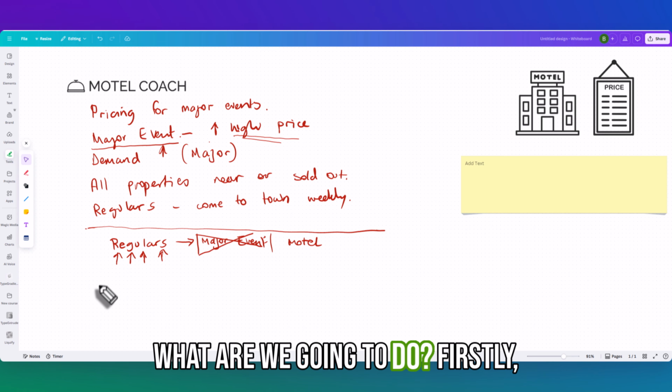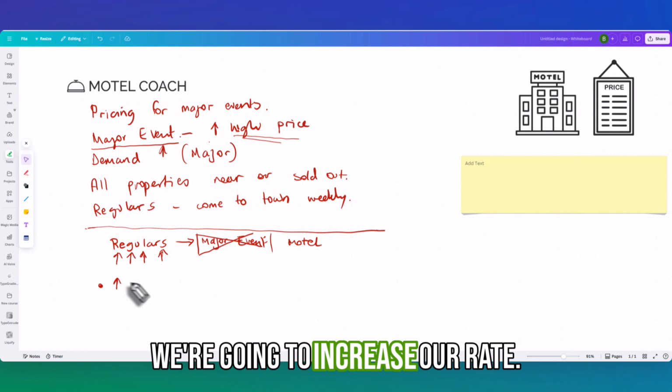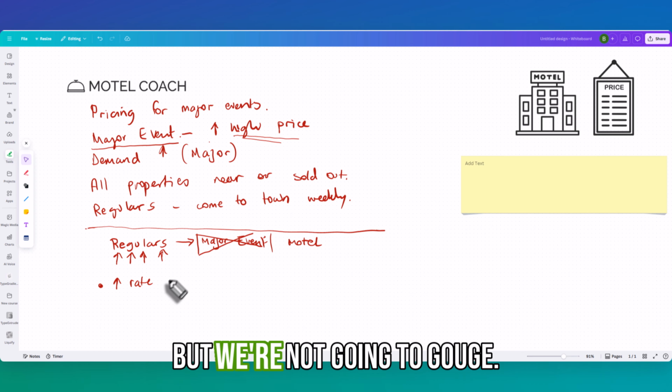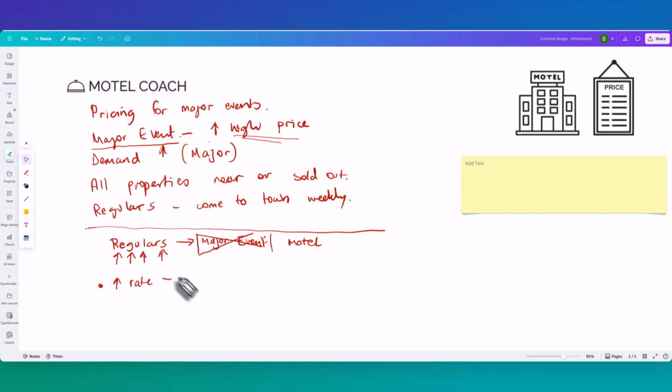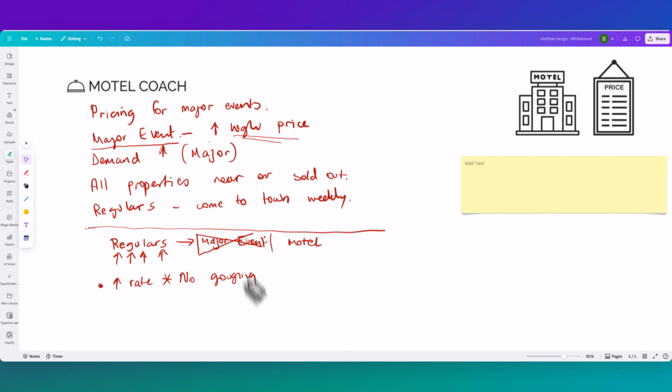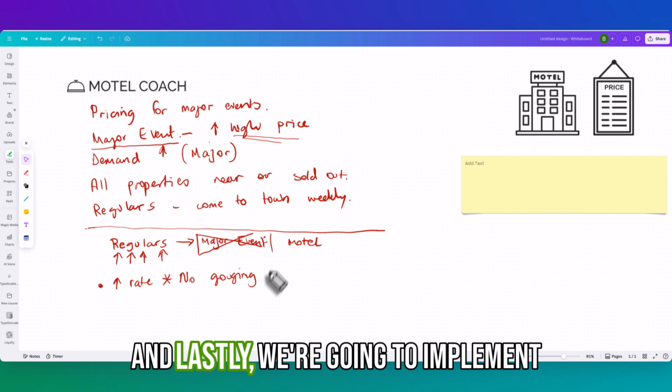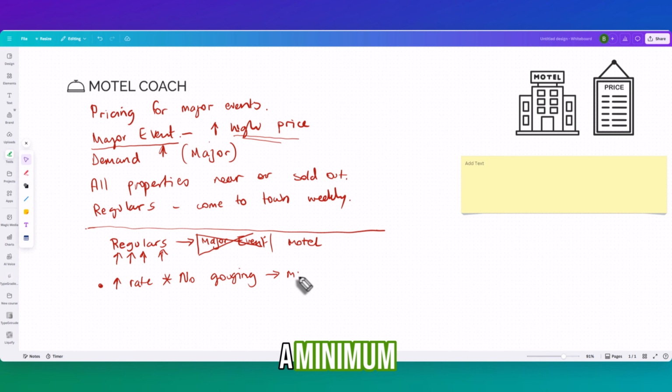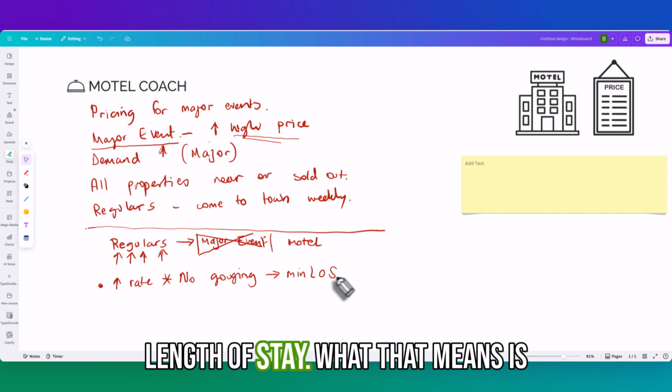So what are we going to do? Firstly, we're going to increase our rate, but we're not going to gouge. I'll put a cross here. No gouging. And lastly, we're going to implement a minimum LOS, or length of stay.